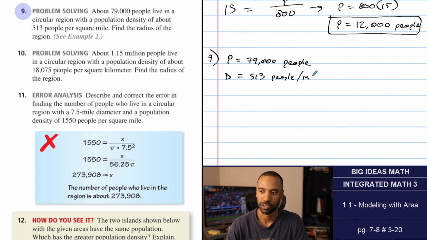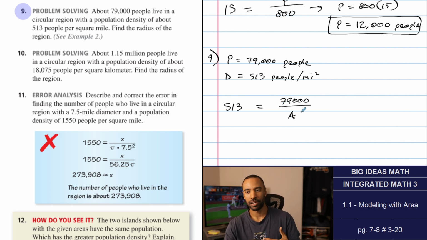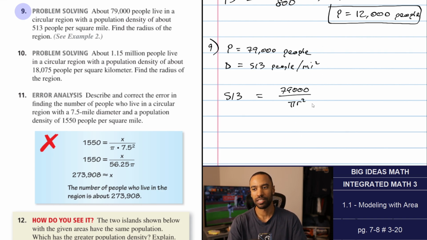Let's figure out the radius in terms of miles. We do kind of find area first, though, right? So density 513 is population over area. Now, you could do a couple things. I could say area here and then do the area stuff. But if you already know your area is pi r squared, we can work straight into that as well. Now, there was an example like this.